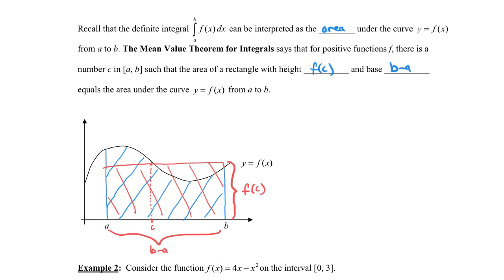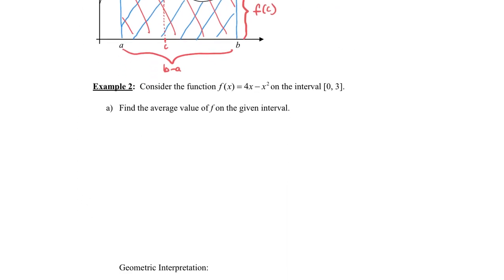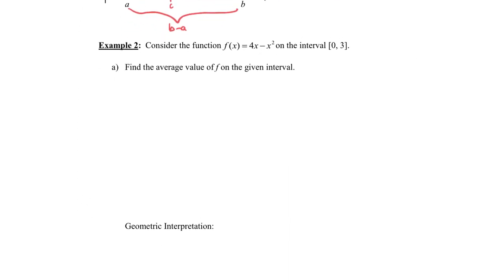As an example of that, we've got example 2 here, which gives us the function 4x minus x squared on the interval 0 to 3. This is the kind of question they'll ask us in a Calc 2 class. First they'll say, find the average value of this function on this interval. We've got a formula we developed earlier, so we know that this is equal to 1 over b minus a times the integral of f of x dx from a to b.